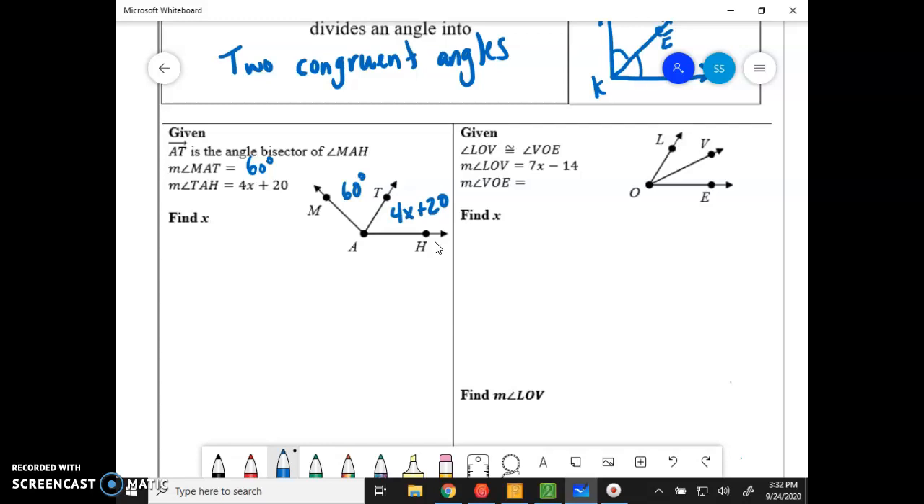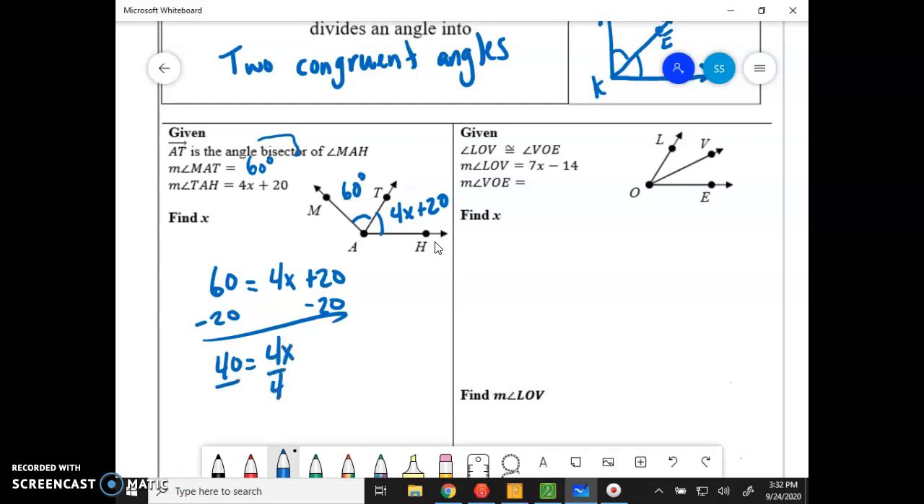And we know that if this is the bisector, if this ray is bisecting it, that means these angles are congruent. If they're congruent, they're equal to each other, so we can set them equal to each other and solve. That's how we can solve for x. And this should be review for us at this point. Just going to solve for x, boom, boom. We're going to get x is equal to 10.